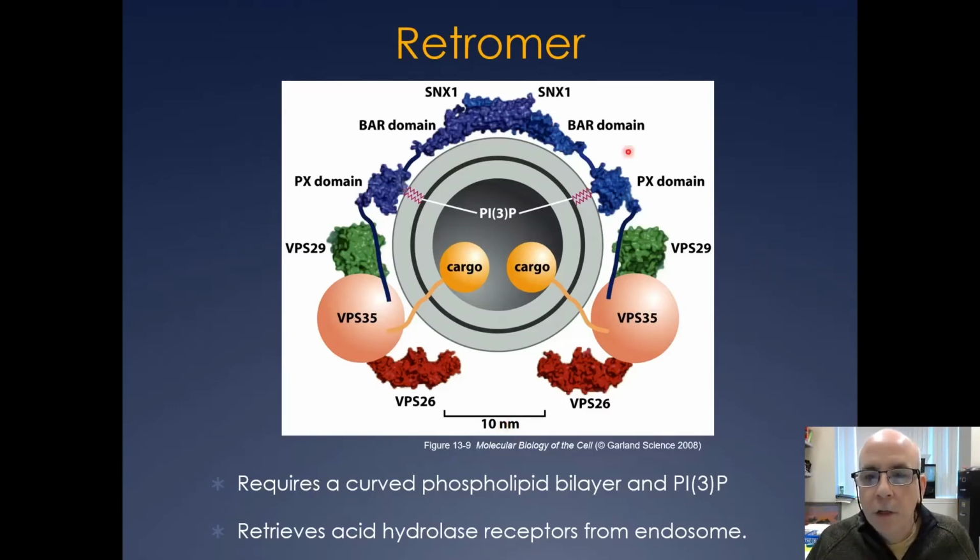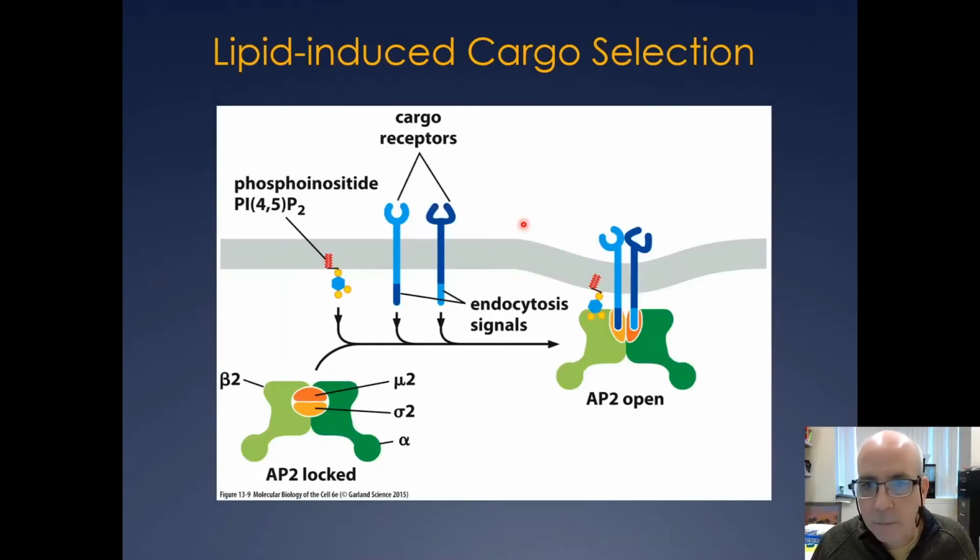So here's another small vesicle. This one actually retrieves acid hydrolases and other things from the endosome, and it's called retromer, and here it is, just a structure of it. I'm less concerned that you know exactly how this forms. It just goes to show that there are many vesicles present in the cell. Okay, and the point is that the lipid composition here is different. Here you have PI3P versus the PI(4,5)P2.